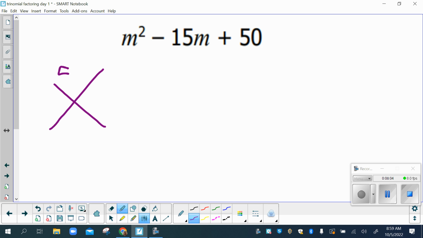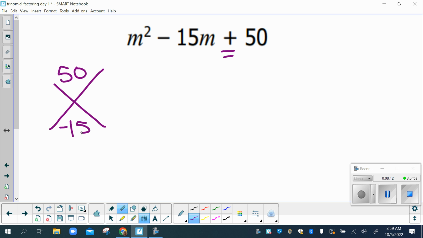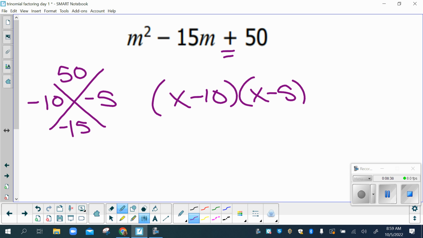Factors of 50, nice and careful, that are going to add to make negative 15. Here's what I tell myself. If that's a plus sign, the signs are going to match. And if that's negative, it means they're both going to be negative. Two negative numbers that make 15 are going to be negative 10 and negative 5. Hey, do I care which order they go in? No, but make sure the negative goes with them, right? X minus 10, X minus 5.